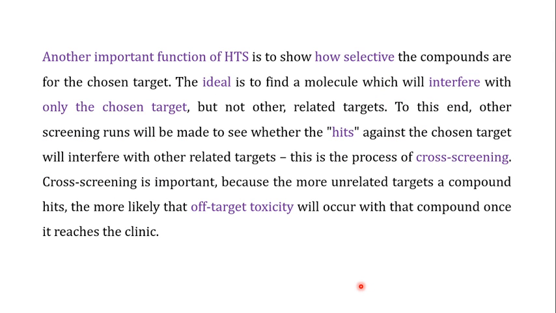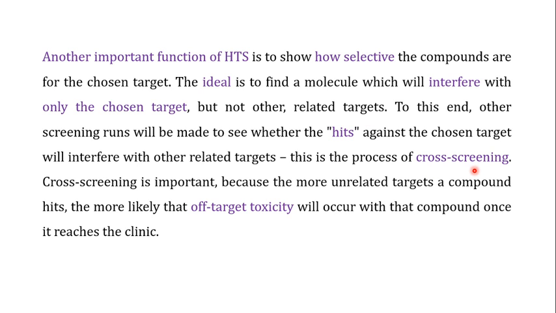Now, one of the other important functions of high throughput screening is that it shows you how selective the compounds are for the chosen target. The ideal is to find a molecule which will interact with only the chosen target, and not with other related targets. To this end, you have to run other screening tests to make sure whether the hit against the chosen target will interfere with other related targets, and this process is known as cross screening.